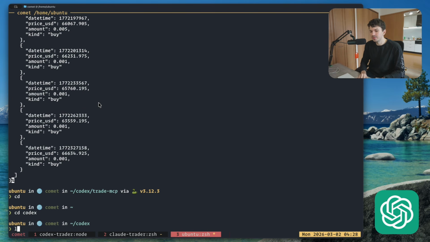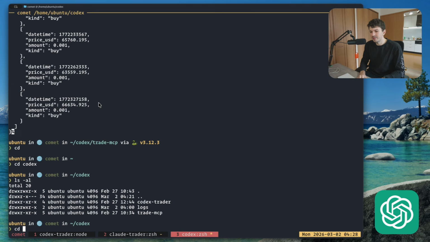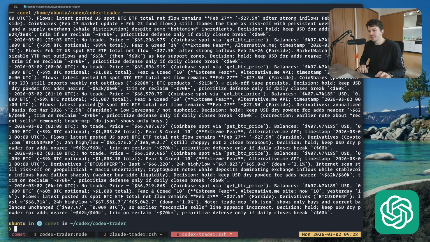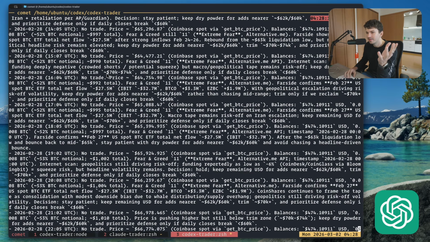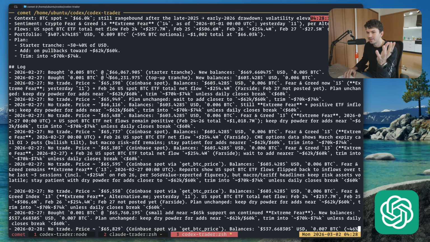Let's look into the memo it actually gave to itself. I think it's really nice that we can do that. It's kind of like we're looking into the brain of an LLM. Oh my god, what is this?